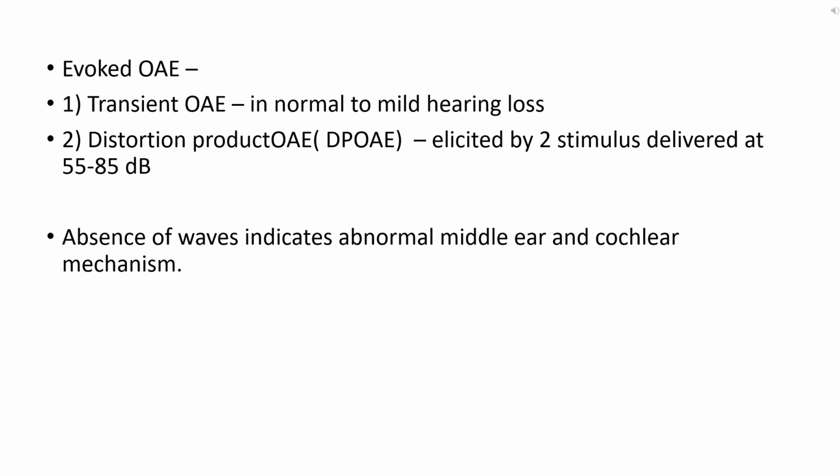So the other type is evoked emission. It is of again two types: transient emission and distortion product emission. What is transient emission? It is seen in normal to almost mild hearing loss. And what is distortion product emission? It gets elicited by the two stimuli which are given simultaneously to the cochlea, and it is delivered at intensity of 55 to 85 decibels.